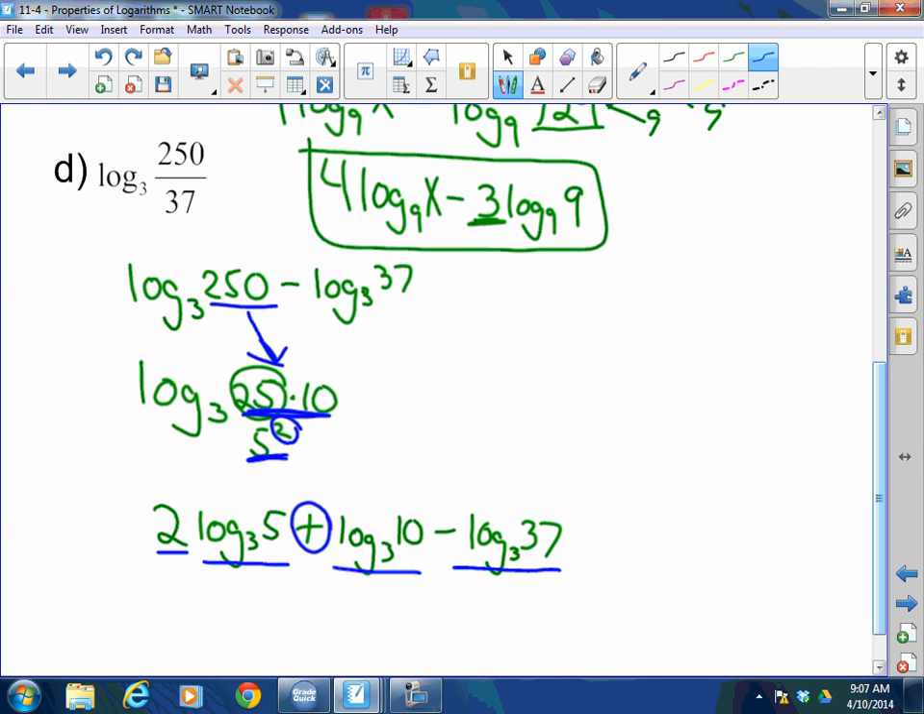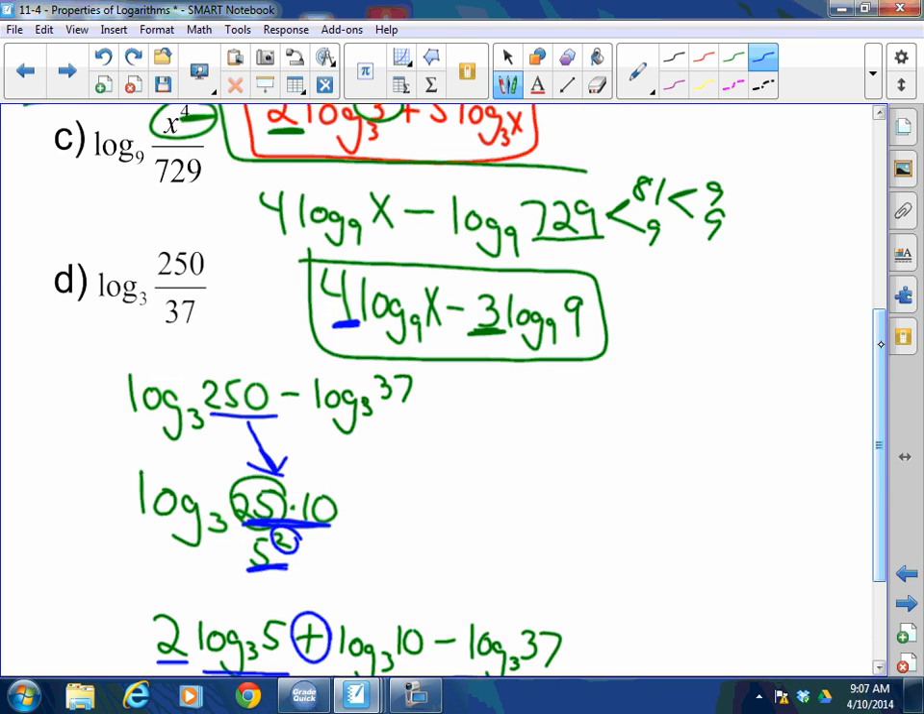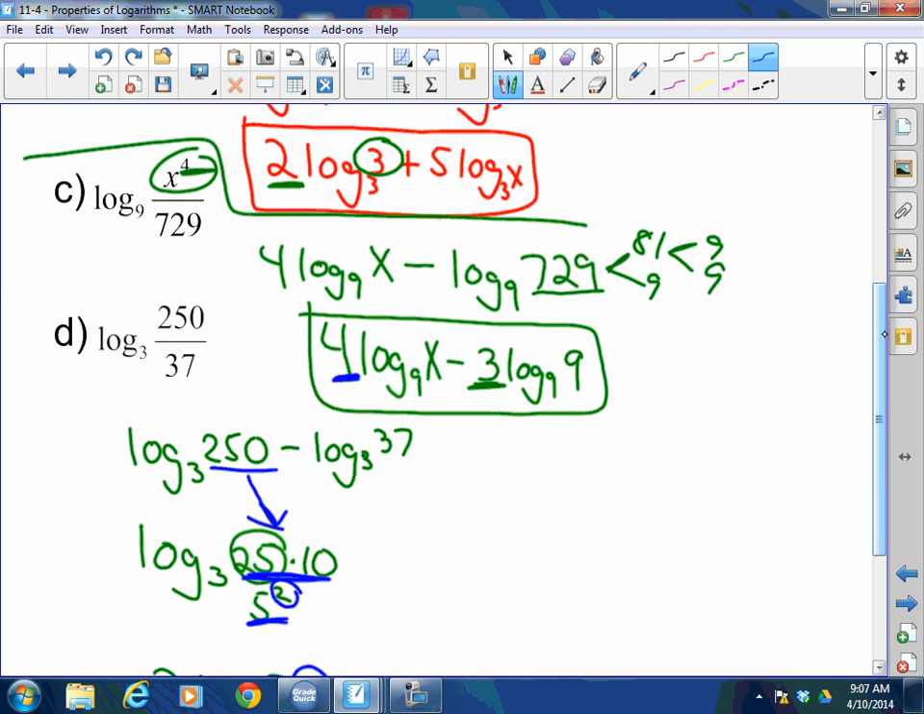Okay, you're talking about this number? That number is only there if there was an exponent. The reason why I had that 4 there is because I had x to the 4th power. The powers come out as a multiplication in front of the log. Division expands to subtraction. Multiplication expands to addition. It's a great question. Thank you.